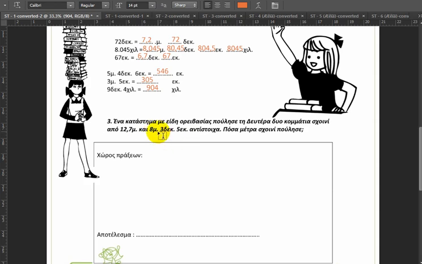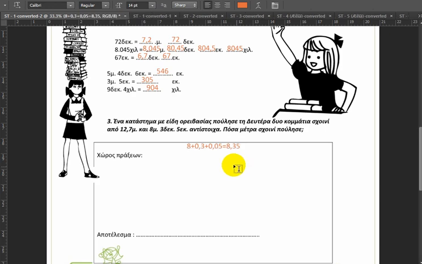So how would we do that? We could say 8 meters, 3 decimeters is 0.3 meters, and 5 centimeters is 0.05. So it would be 8 plus 0.3 plus 0.05, which would give me a total of 8.35.